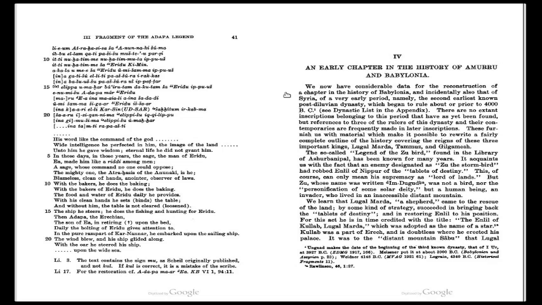Kulab was part of Erech, and is doubtless where he erected his palace. It was to the distant mountain Sabu that Lugal Mada went in pursuit of Zu, and the story continues.